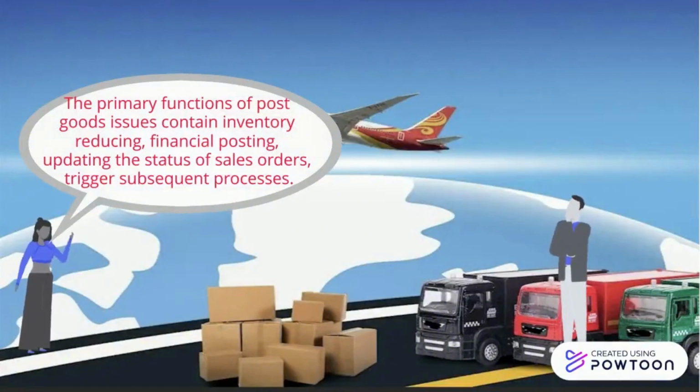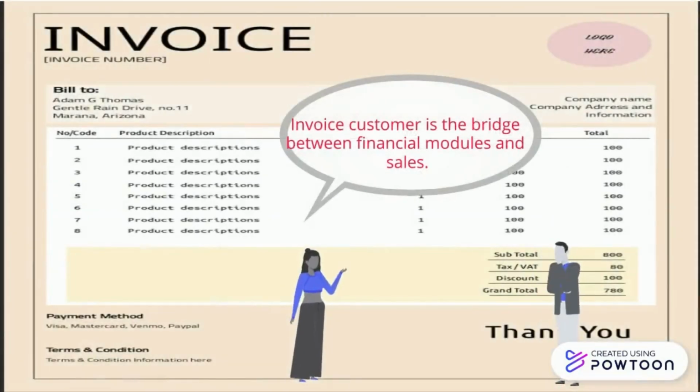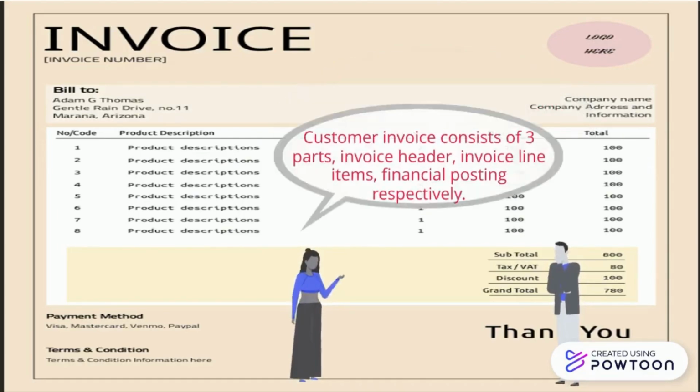The primary functions of posting goods issue contain inventory reducing, financial posting, updating the status of sales orders, and triggering subsequent processes. Inventory reducing means taking out the corresponding inventory of materials. Financial posting will affect financial modules, such as inventory cost carry forward. Invoice customer is the bridge between financial modules and sales. Meanwhile, customer invoice contains sales order settlement, inventory and financial posting, customer reconciliation, and automatic invoice printing/sending. Customer invoice consists of three parts: invoice header, invoice line items, and financial posting, respectively.